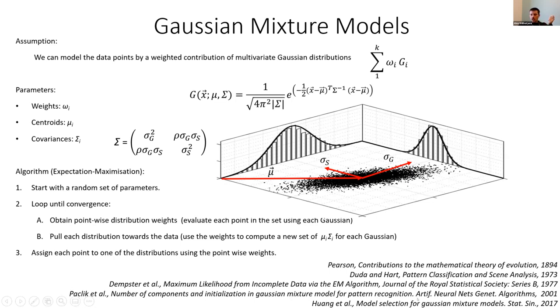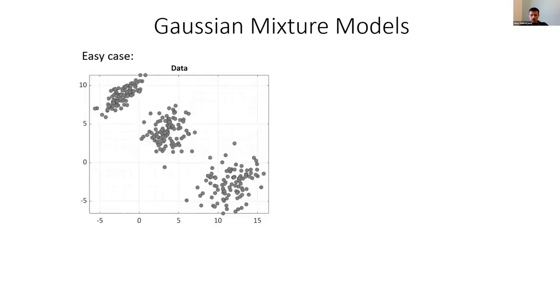There are still modern publications on this, because it is an open problem how to choose the number of Gaussian distributions that you want to model your data with.